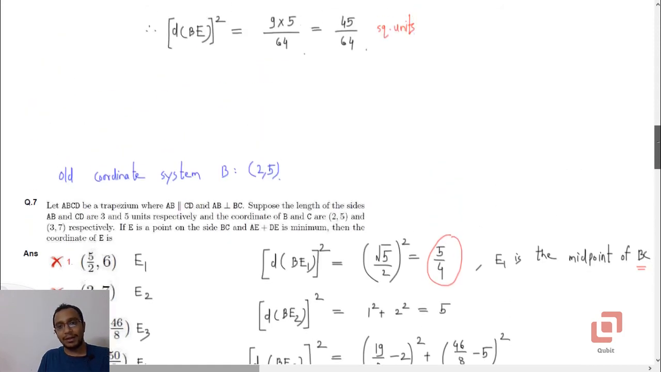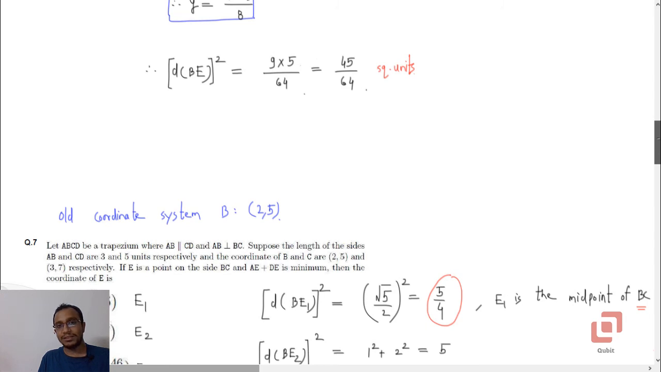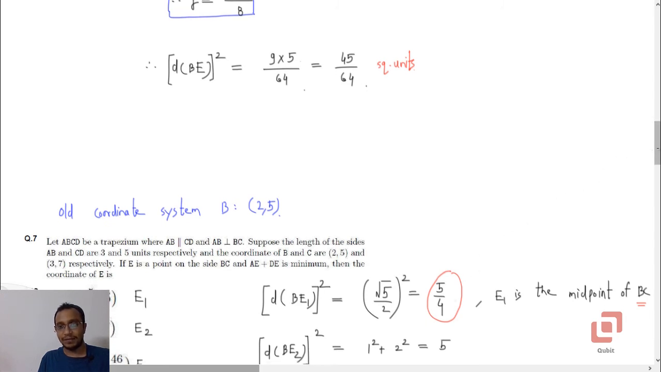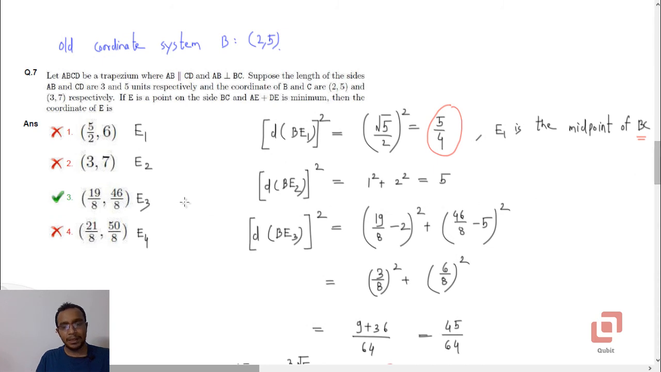So we have not yet got our answer, because what we want is 45 by 64 as the square of the distance, and currently it is 5 by 4. If you go to E2, it's very easy to find now, because this point is C itself, isn't it? The coordinates of C are 3, 7, so this is clearly not the correct option, because the distance is root 5, and that is not what we have got. So let us check E3 now. This is definitely going to give us the correct answer. If it is not E3, then it has to be E4.